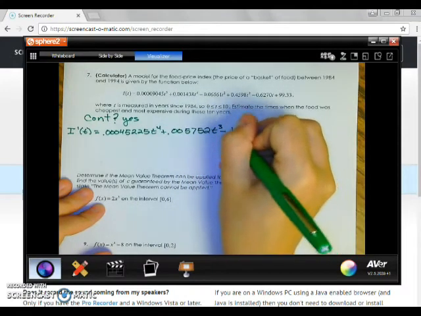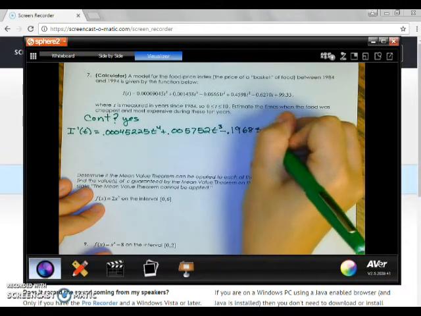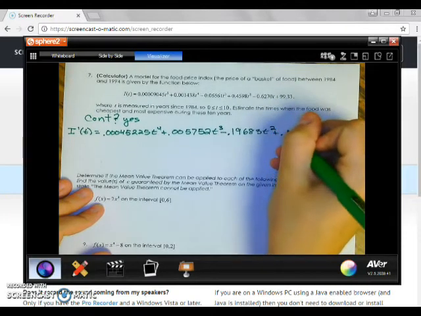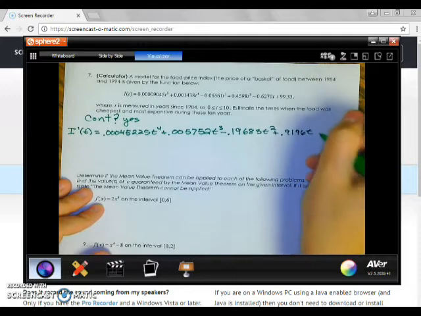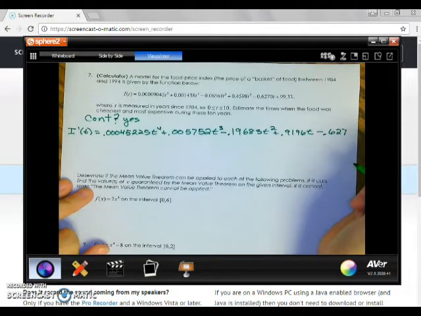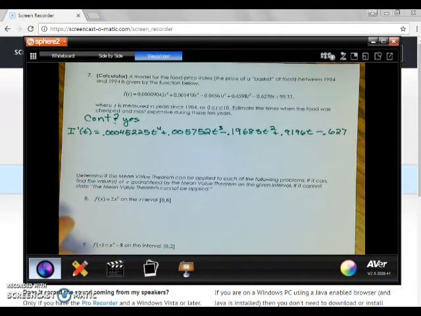minus 0.19683 t squared, almost done, plus 0.9196 t minus 0.6270, so that'll be fine. Perfect. Okay, so there's my derivative, and now I am going to go through the keystrokes on how to figure this out on your calculator. So take a minute, go ahead and put that in your y equals.